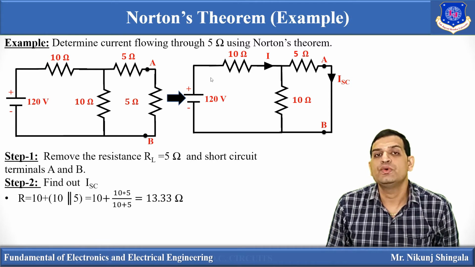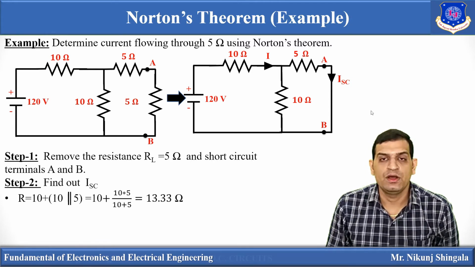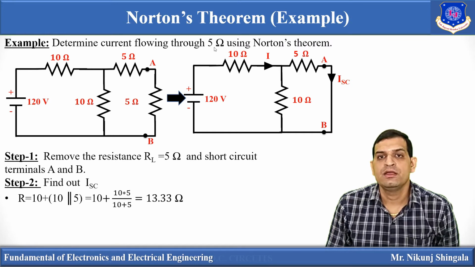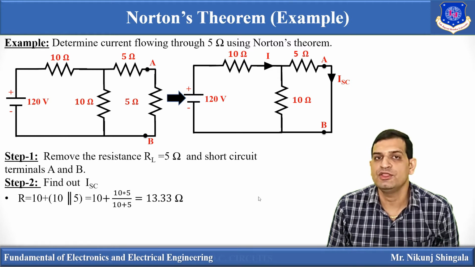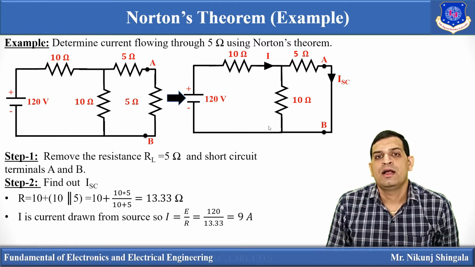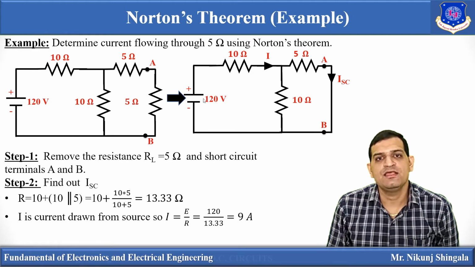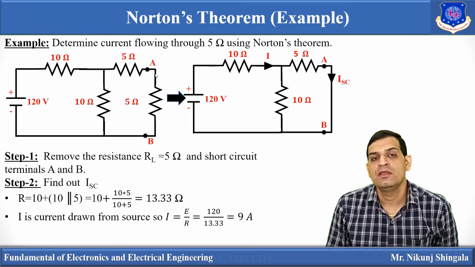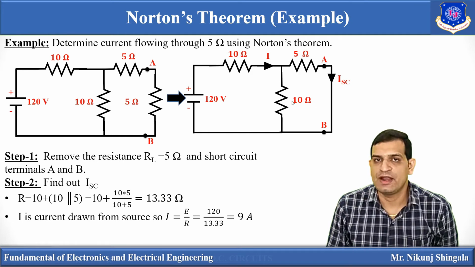So how can we find out the total resistance of the network? We have to look back from here. So total resistance R is equal to 5 parallel 10 plus 10. So R is equal to 10 plus 10 parallel 5, and that is nothing but 13.33 ohm. Now the total current I of the battery is given by I is equal to 120 divided by the total resistance of the network, and that resistance is found when you are looking back from this side, from left to right side.